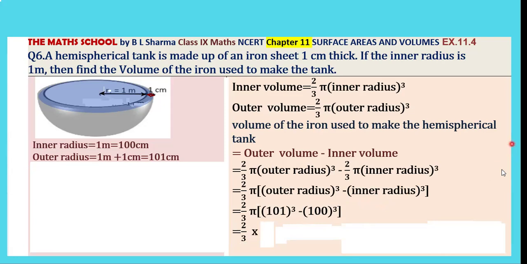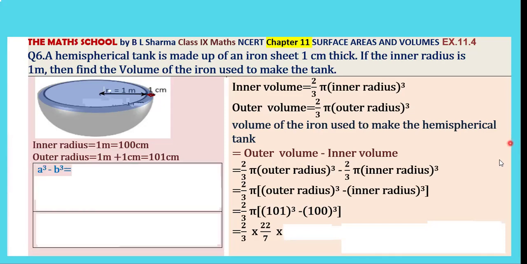So 2 upon 3 pi. But how to calculate 101 power 3 minus 100 power 3? We have an algebraic identity: a cube minus b cube is equal to a minus b multiplied by a square plus ab plus b square. This is in chapter number 2, polynomials.